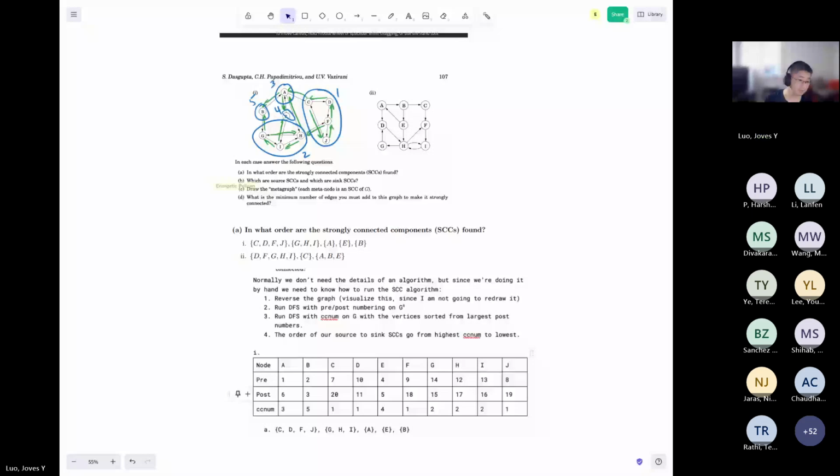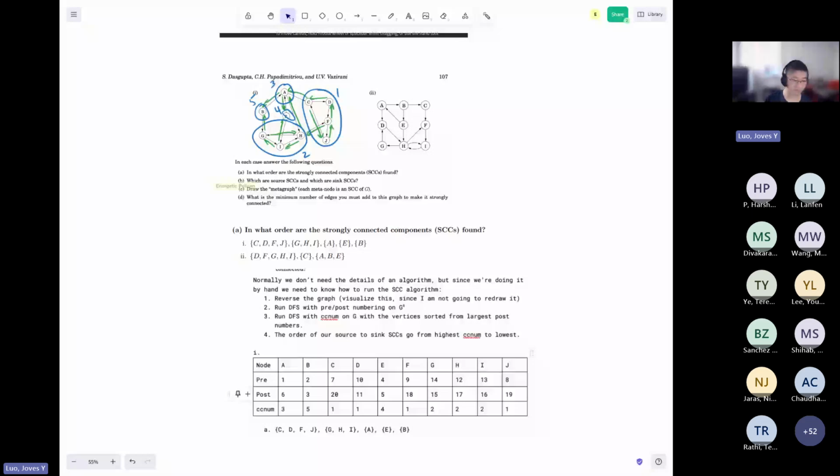B was already done, so G goes to H. So this is all done. So we retract all of it, getting the post numbers, and then we come back to F and we retract all of it, getting all the post numbers. So this is your pre numbers and your post numbers based on the reverse of the graph.